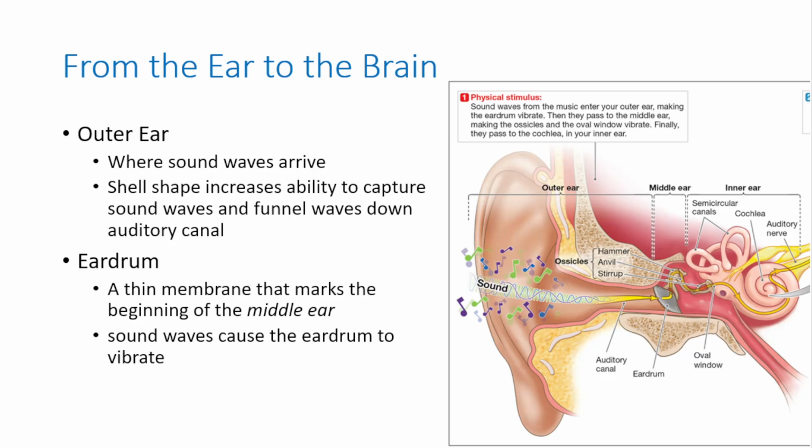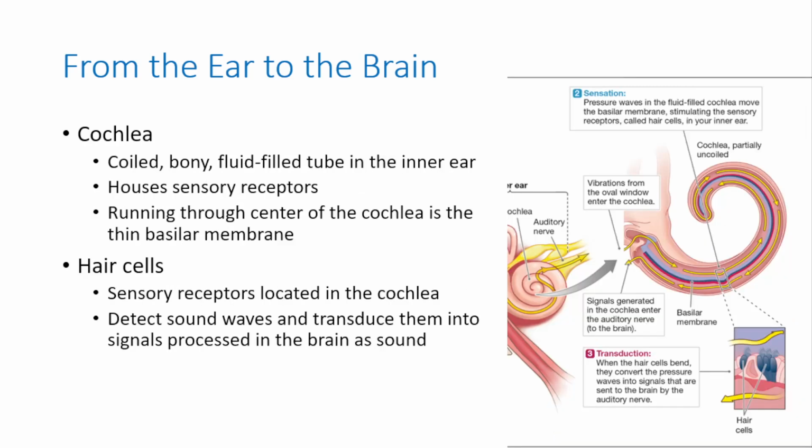This is a thin membrane that marks the beginning of the middle ear, and sound waves cause the eardrum to vibrate. This then causes the vibration of some small bones that then interact with the cochlea. And so, the cochlea is a coiled structure that's filled with fluid that is in the inner ear. And this is where we can find the sensory receptors for sound.